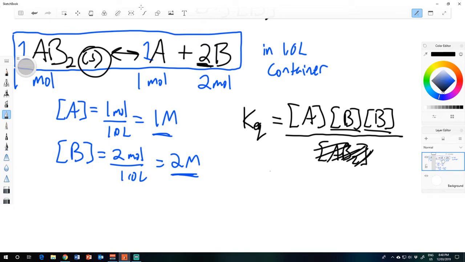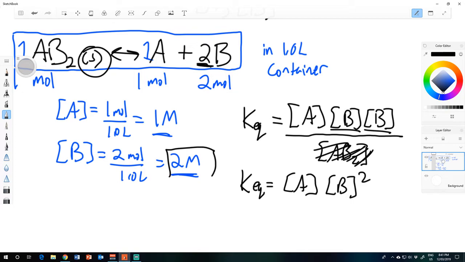So the equilibrium expression will then simplify as follows. Keq equals the concentration of A times the concentration of B squared. But what is B squared? B squared happens to be 2 molar. So the concentration of B is 2 molar, so this will be 2 molar squared. The concentration of A is 1 molar, and there we go.